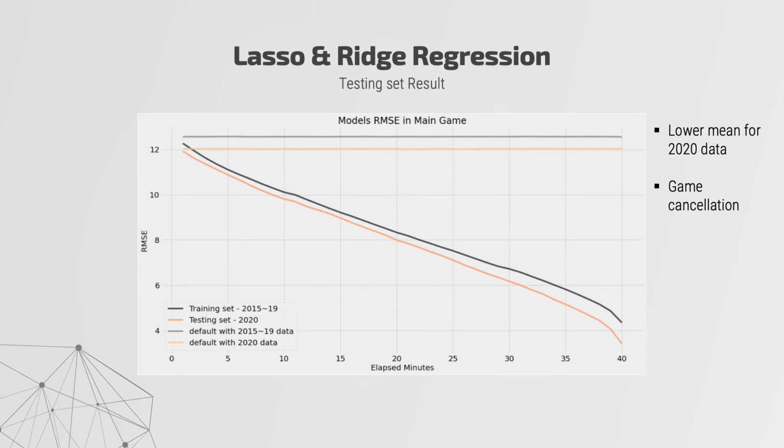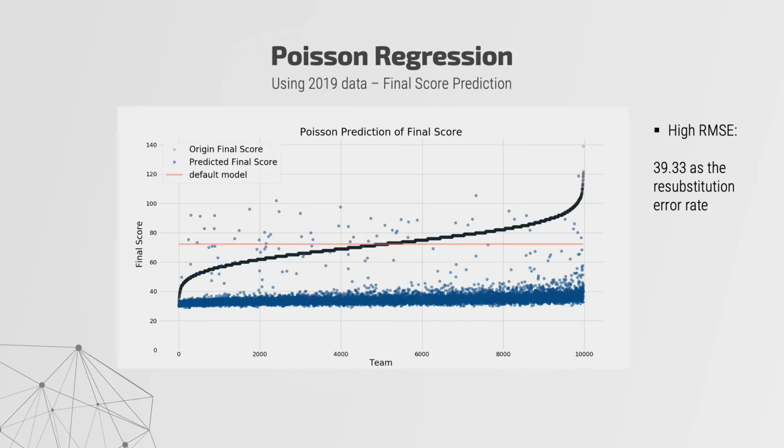Here are the validation results based on 2020 play-by-play data. The reason for the low error rate for the validation data could be the cancellation of the 2020 season. We can see that the 2020 final score mean is lower than the mean of 2015 to 2019. This could result from the fact that the 2020 season got canceled in the middle, thus the data distribution is different from the previous seasons.